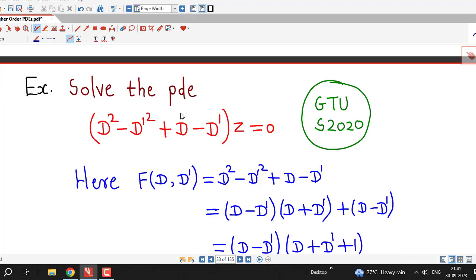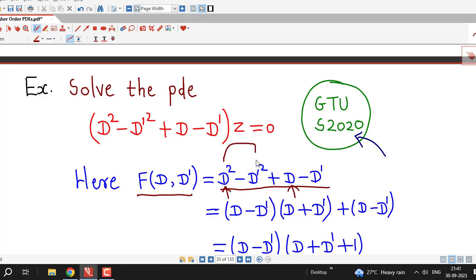First example: solve the partial differential equation (D² minus D'² plus D minus D') z equal to 0. This question was asked in the GTU summer 2020 exam. Here we can observe that the function f(D, D') is non-homogeneous. We can see that the degree of this term is 2 and the degree of this term is 1. So the degree of each term is not the same, therefore this function is non-homogeneous. But we can write it as a product of linear factors.